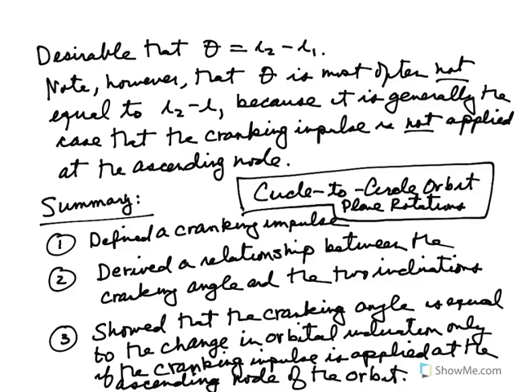And I think that's a pretty good place to stop this lecture. Next lecture we're going to talk about what happens when the impulse not only changes the orbit plane but also changes the orbital energy.